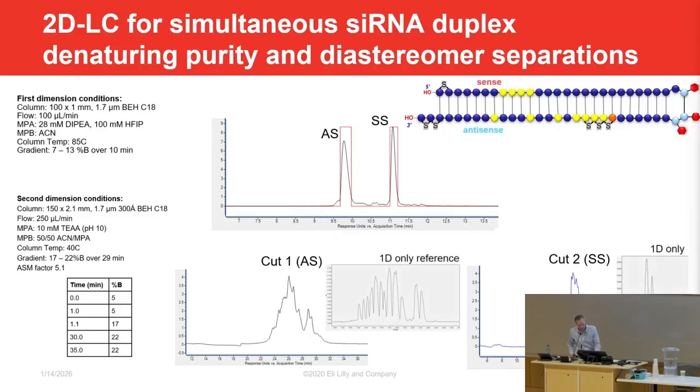For reference, the diastereomer method is shown here in gray, where it's 1D only. So something's going on here that we need to figure out. Why is the separation not working in the second dimension? The conditions are shown on the left-hand side.